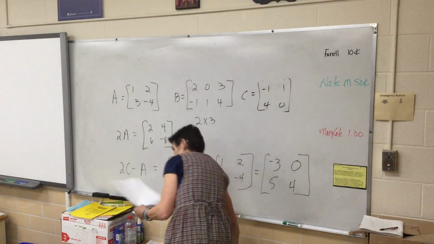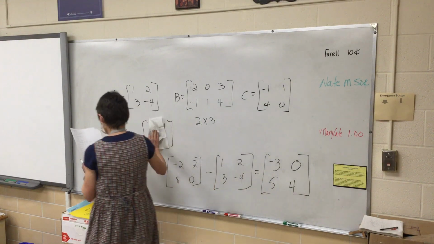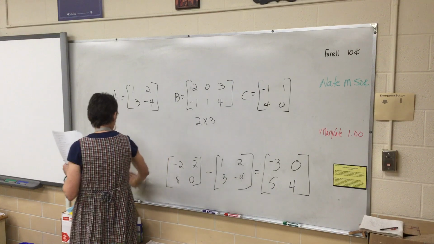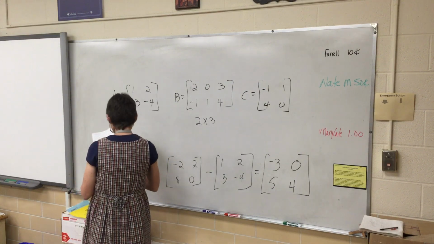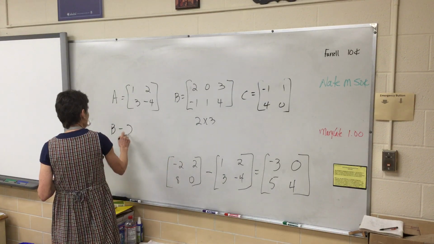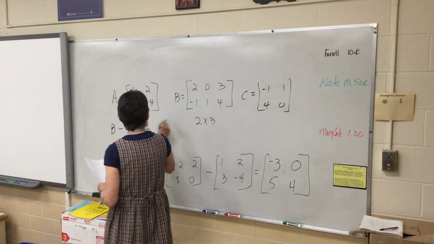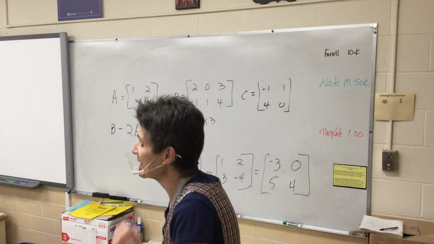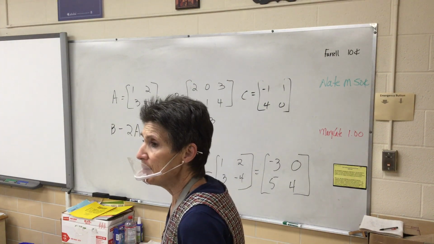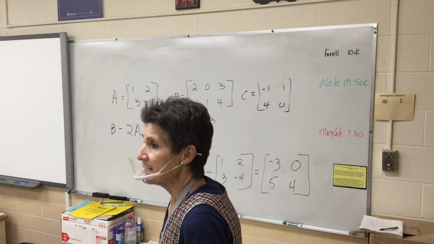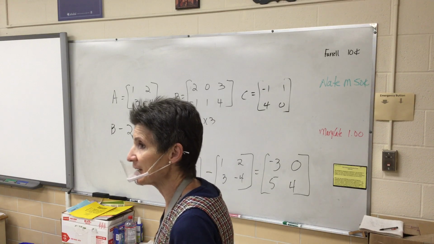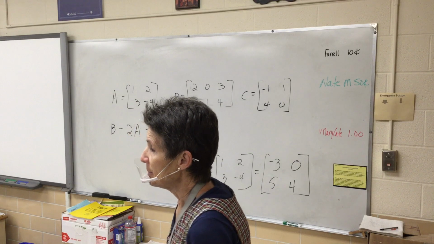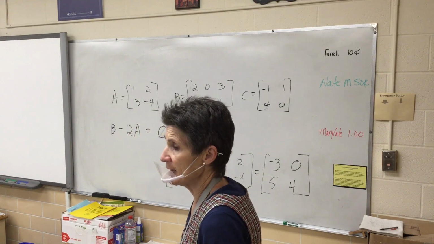And the last one, at least, is b minus 2a. What do you think about b minus 2a? Can't do it. Very good. There are a lot of things we can't do in matrix algebra because the rules are pretty specific. Does everybody understand why that's a can't do? They're not the same size. B and A are not the same size.